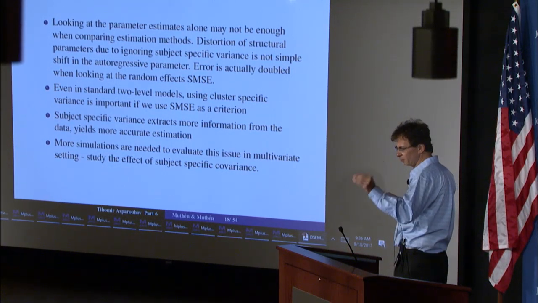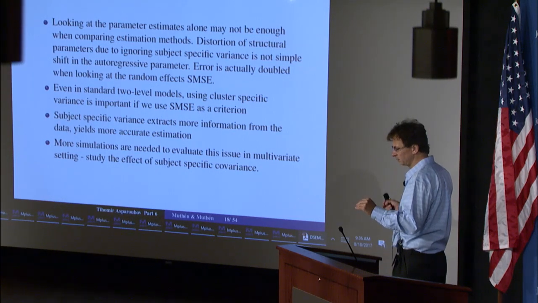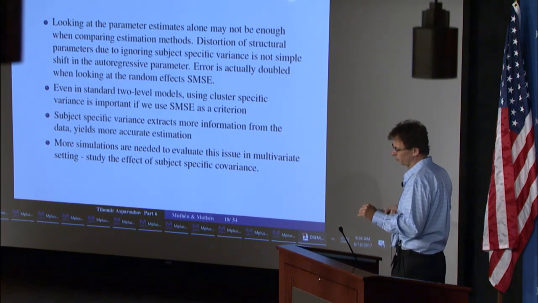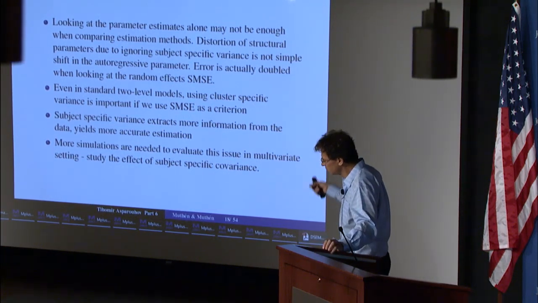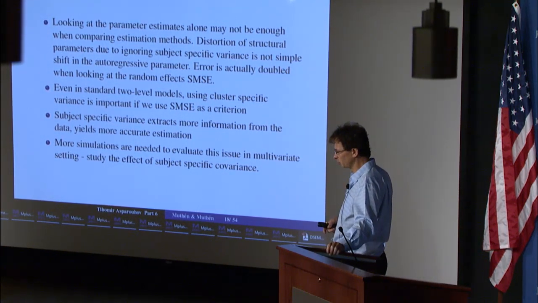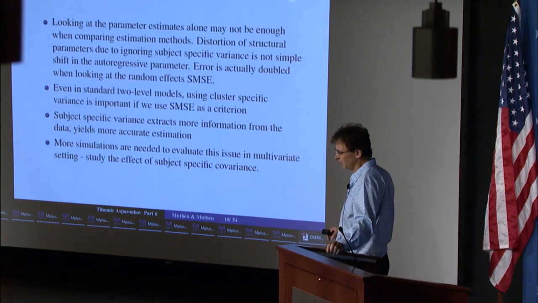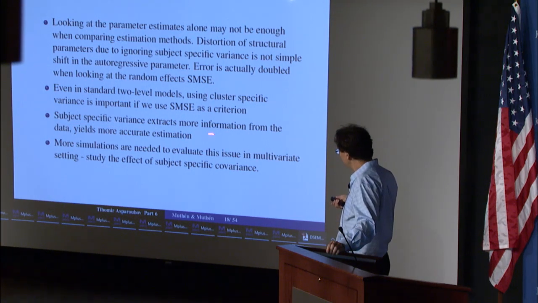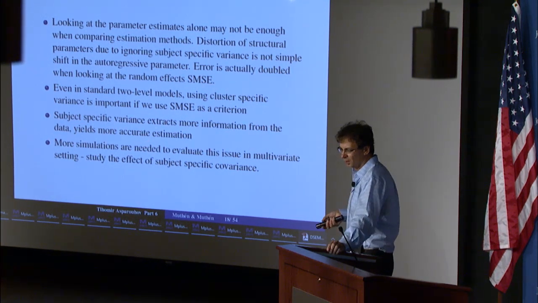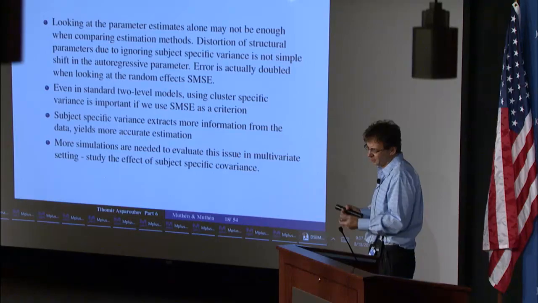this is a little bit of a myth that we don't need this in standard two-level models. Given that we now have it implemented, it's probably a wise idea to also explore the possibility for cluster-specific variances also in standard two-level models. And the reason this happens is because you extract more information from the data that's already there.